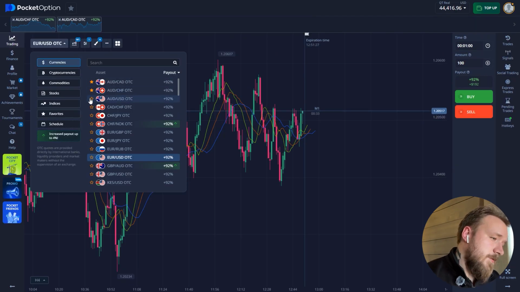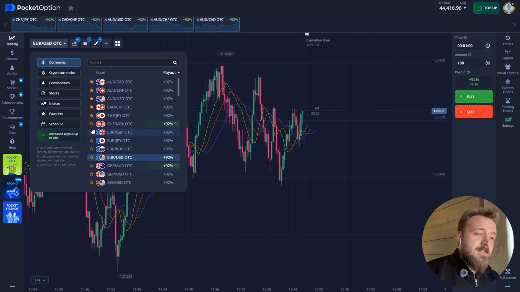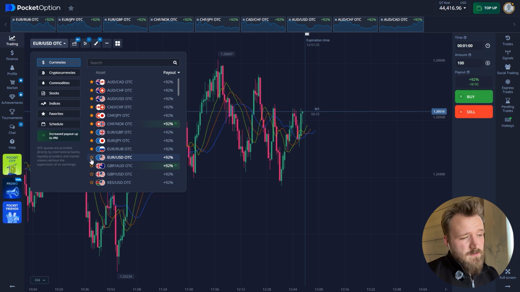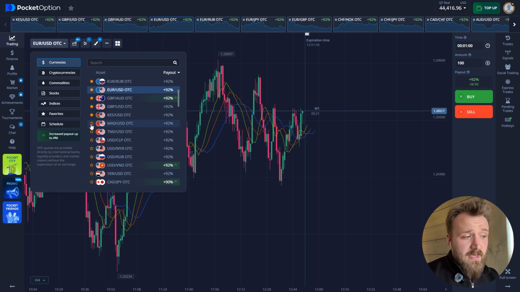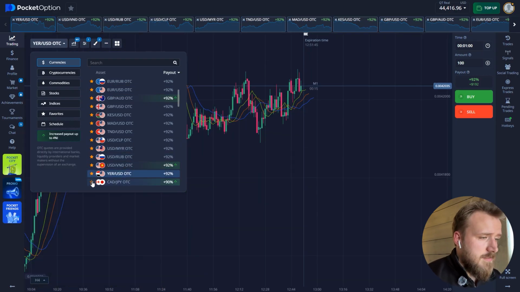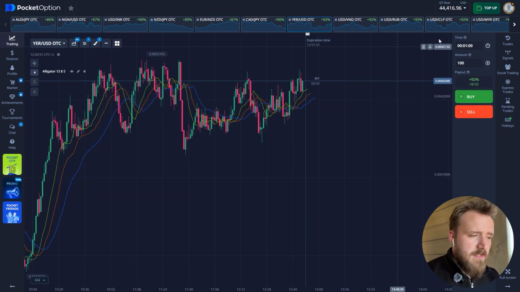We take absolutely any assets with a good payout. As a rule, I trade assets with a 92% payout and very rarely go down to 60%. The higher the payout, the higher the earnings, obviously. Set these indicators, assets, and start trading. So I think that's enough.